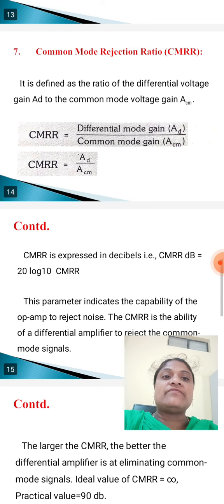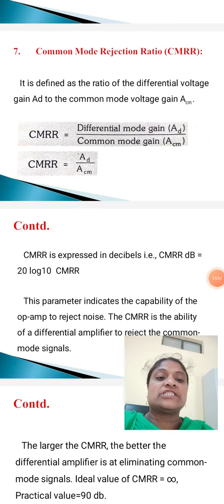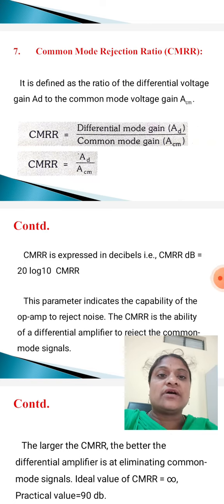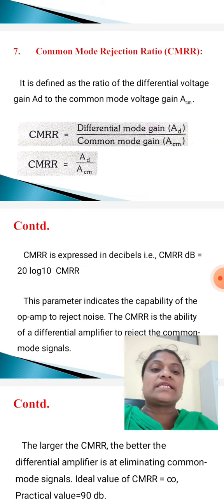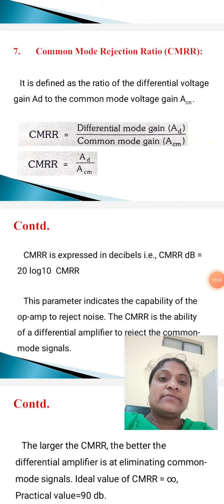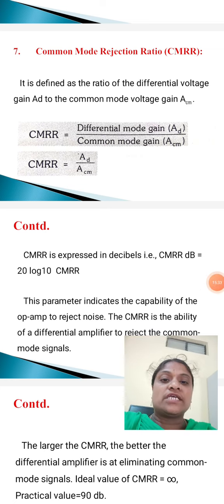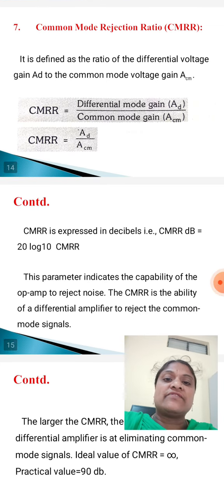I repeat once again the definition of CMRR. CMRR means common mode rejection ratio. It is defined as the ratio of the differential voltage gain AD to the common mode voltage gain ACM. Mathematically it can be expressed as CMRR is equal to AD by ACM. Observe this equation.